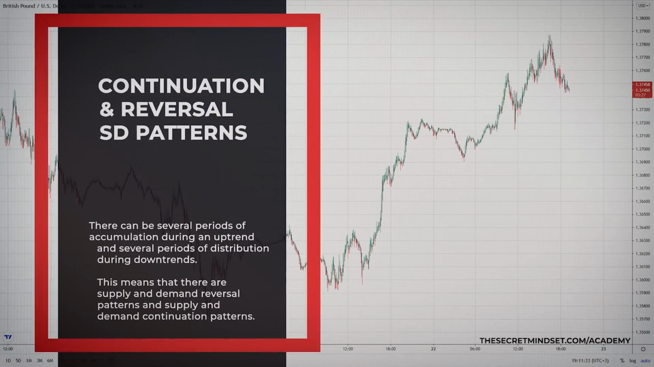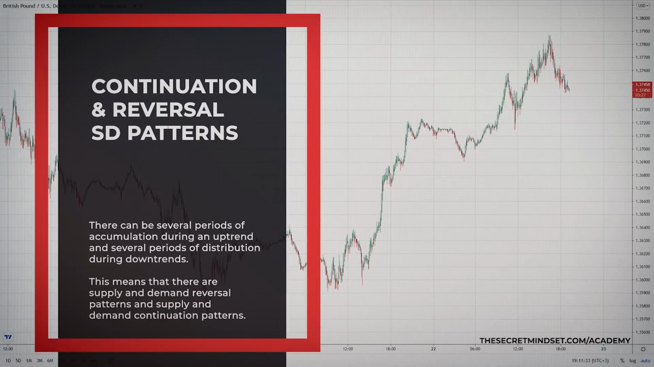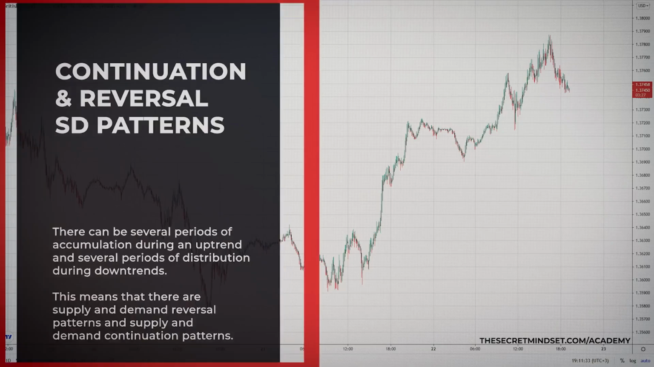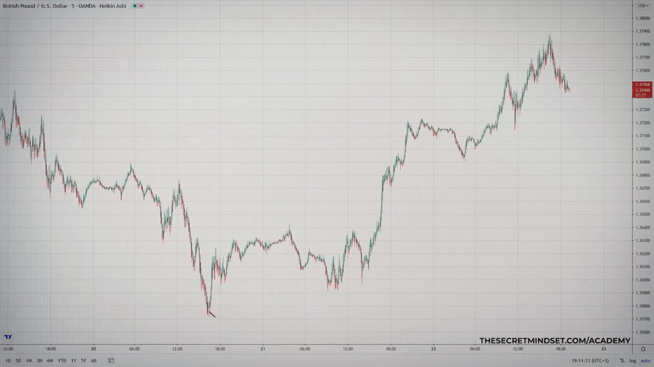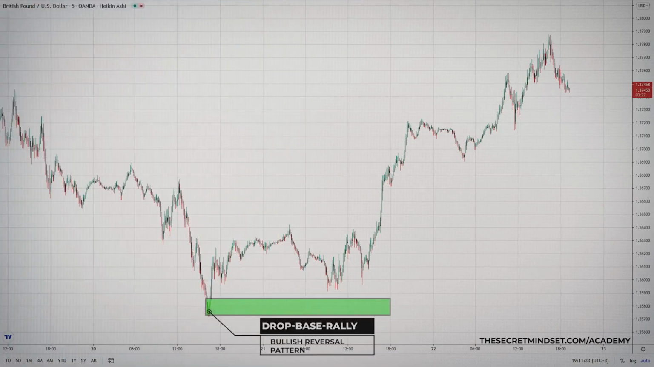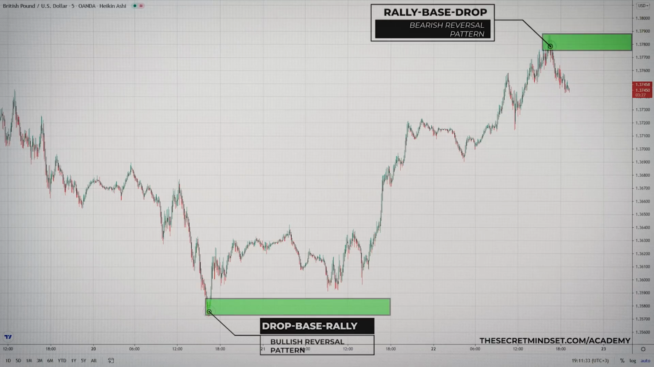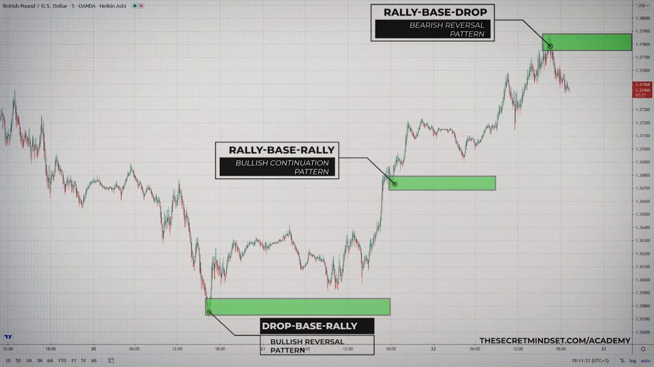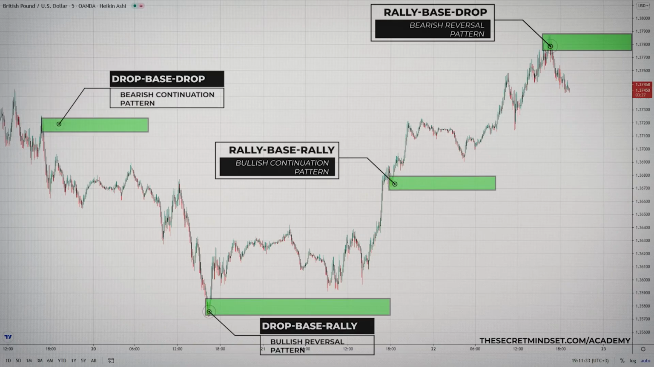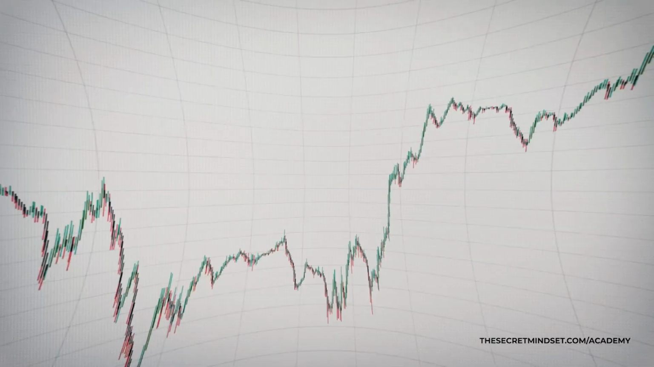Now it's important to understand that there can be several periods of accumulation during an uptrend and several periods of distribution during downtrends. This means that there are supply and demand reversal patterns and supply and demand continuation patterns. The drop-based rally is a bullish reversal pattern. The rally-based drop is a bearish reversal pattern. The rally-based rally is a bullish continuation pattern. And the drop-based drop is a bearish continuation pattern.